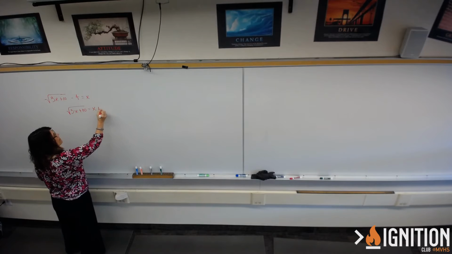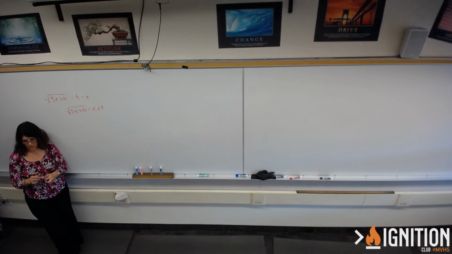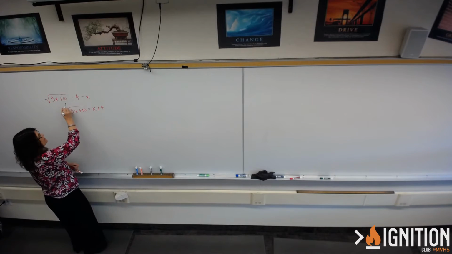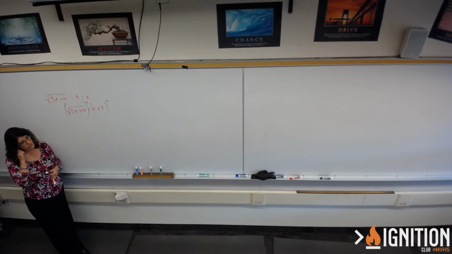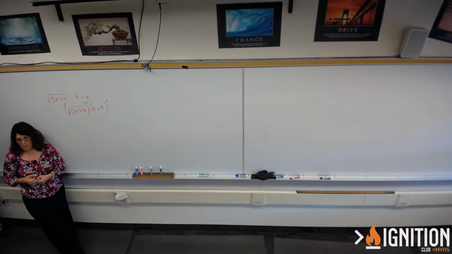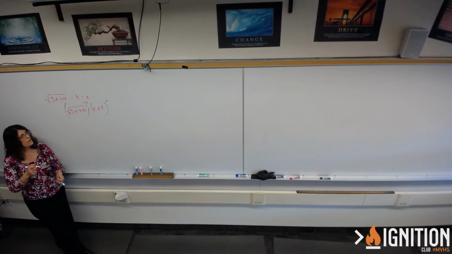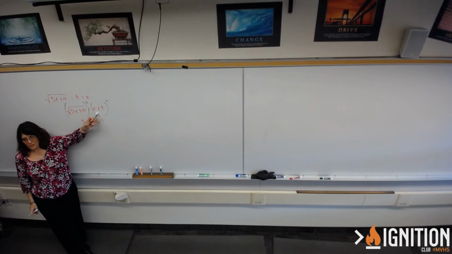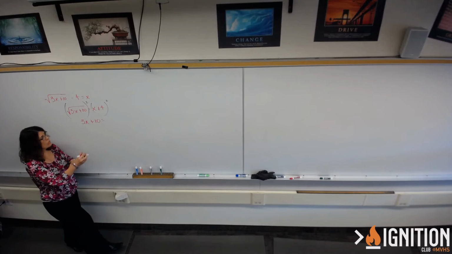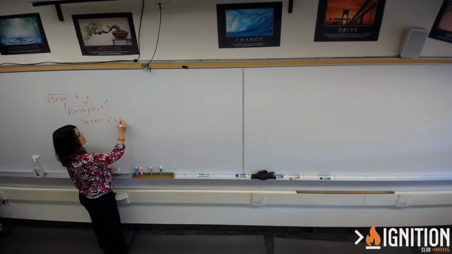What do I do? Square both sides. Wait, what happens when you square a square root? It's not x squared plus 16. You have to distribute out totally: x squared plus 8x.